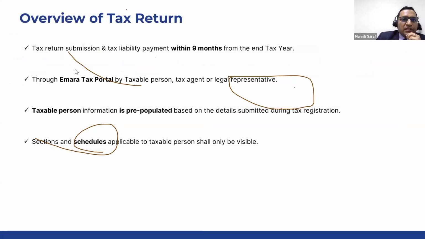From an overview perspective, the return has to be filed within 9 months from the end of the tax year. The first tax period is January to December, and most companies would be filing before September 2025. But the financial period can change. Someone can have April to March, and then the 9 months thereafter would apply. It is done in the EmaraTax portal, where details are pre-populated, and the schedules open up based on the specific details you fill in, like small business relief or transition rules, once you opt yes.